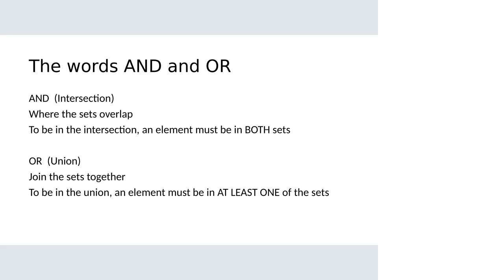Little bit of review of the words and or here. The difference mathematically is significant and important. The word and for us is going to go with intersection, because when we say intersection, we're looking for the elements that are in the first set and in the second set. This is where the sets overlap. And if an element's going to be in the intersection, then it must be in both sets. So all those words are kind of going to go together for us in set theory. And it goes with intersection. It's the overlap of the sets. And if you're in the intersection, you have to be in both of the sets.